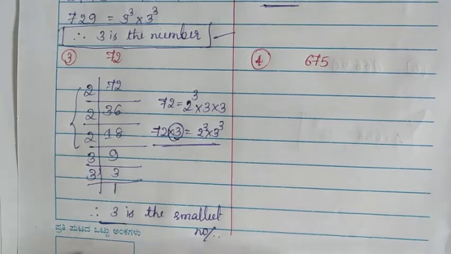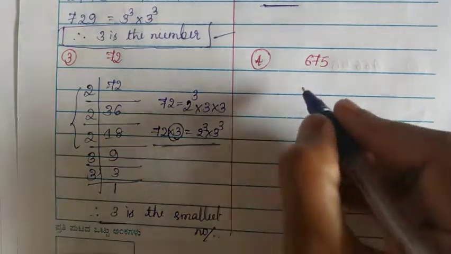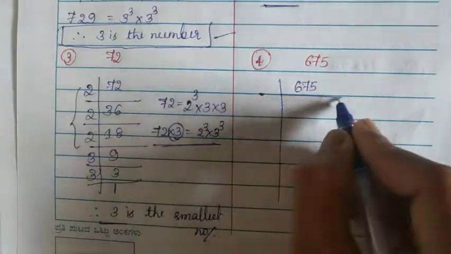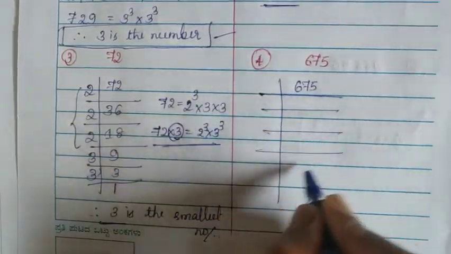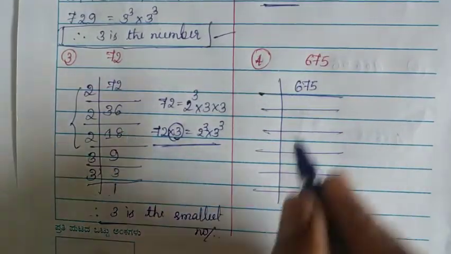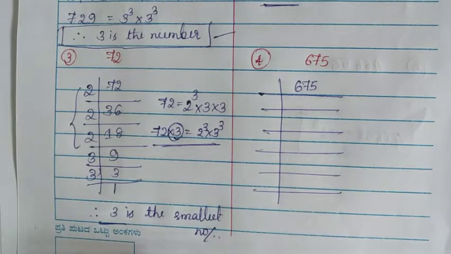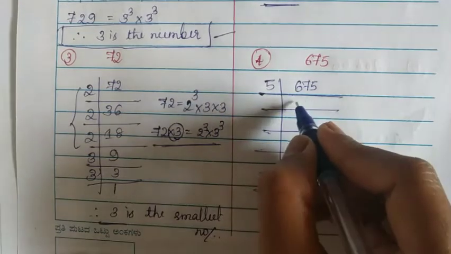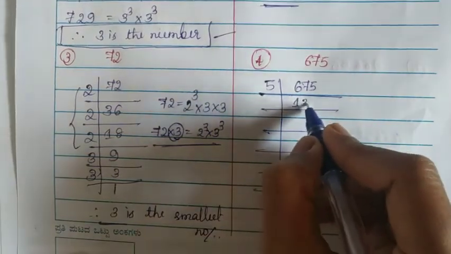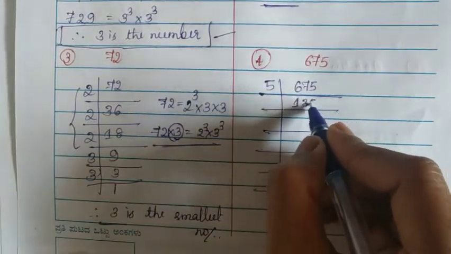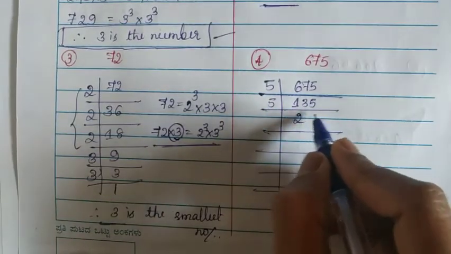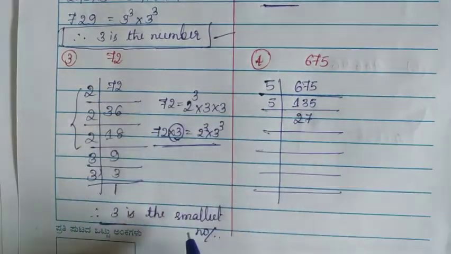Okay, now let's come to the fourth problem. The fourth one is 675. Yes, introduced into the prime factorization method. Now see children, this ends with 5. Now let us start with 5. 5 1s are 5, 5 3s are 15, 2 is remaining, 5 5s are 25. Now from 5, 5 2s are 10, 5 7s are 35.